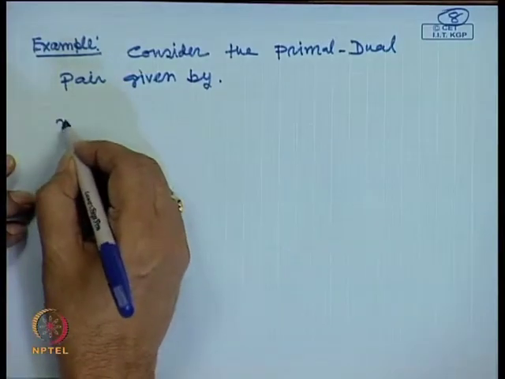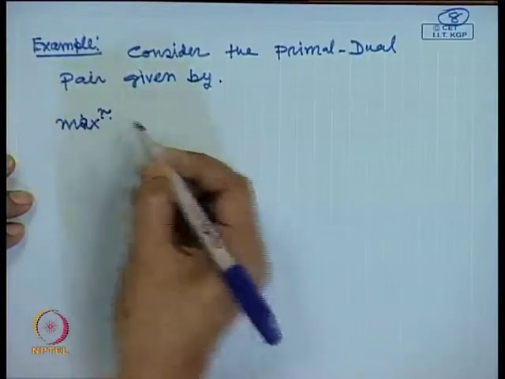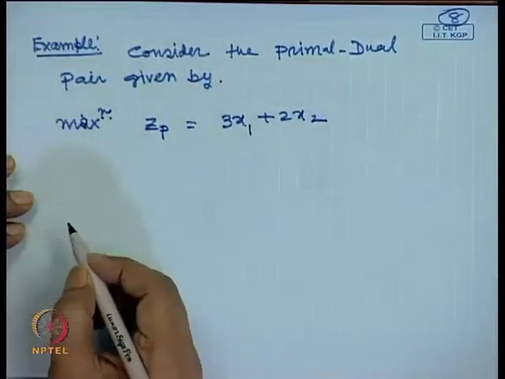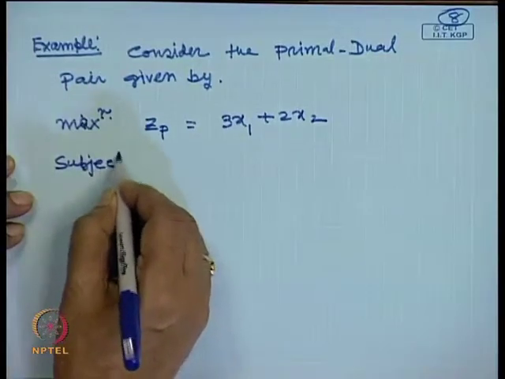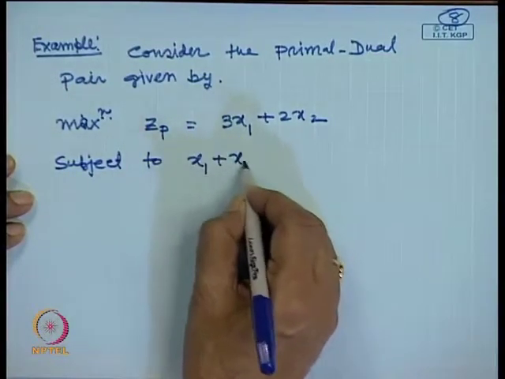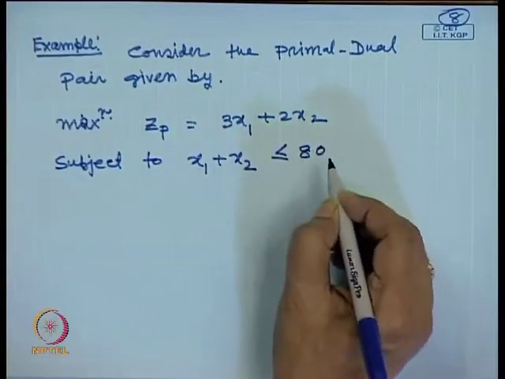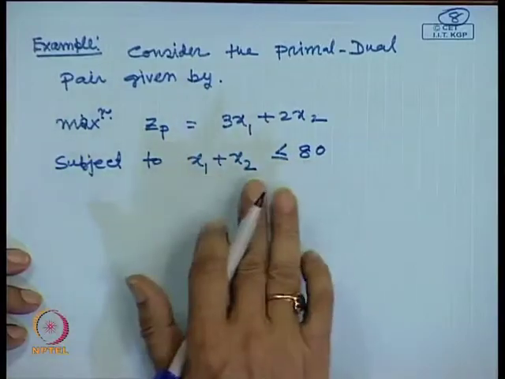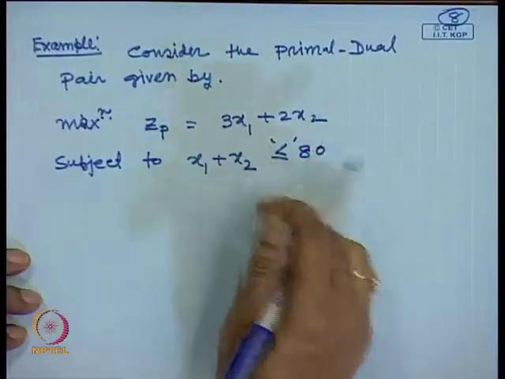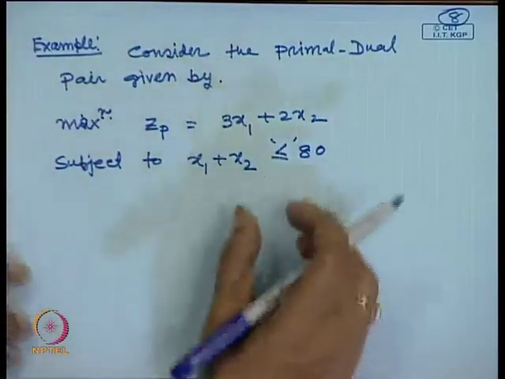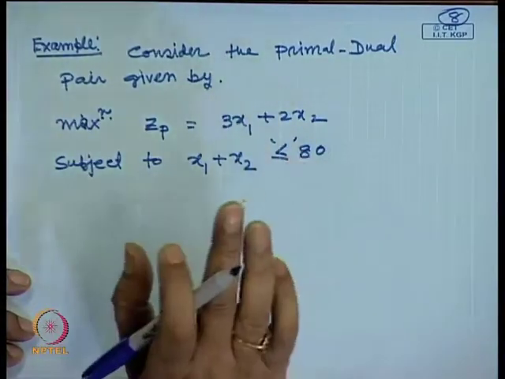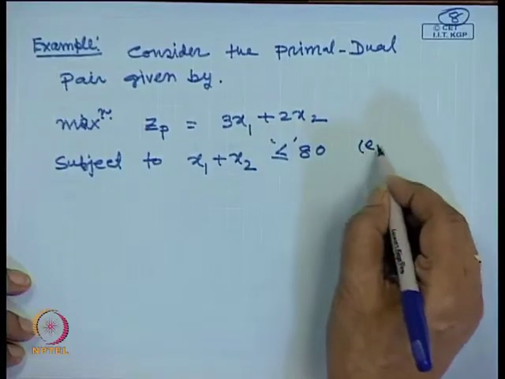So let us call our primal problem: maximize Z_P equals 3x1 plus 2x2, subject to x1 plus x2 is less than or equal to 80. This is an inequality constraint of this type. If you do not have this type, you have to convert it into this less than or equal to form by some manipulations. Even if you have an equality sign, you have to convert it into this form, which we have already discussed in detail earlier. This is E1, if you recollect.